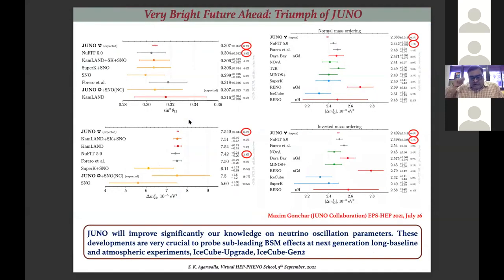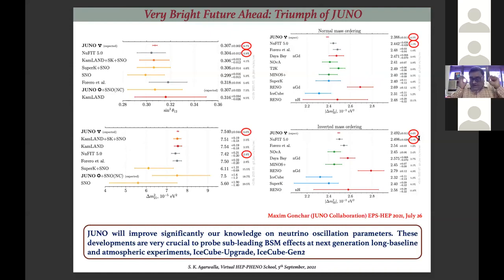But the triumph of JUNO is they are going to measure the solar mixing angle with a precision of around 0.7%. I just flashed you that the present precision is 4%, and JUNO will take us to 0.7%. Isn't it remarkable? As far as solar mass splitting is concerned, the present uncertainty is 2.8%, but this JUNO experiment will take us to 0.6. Amazing. And as far as atmospheric mass square difference is concerned, you see we will be improving by a factor of 2 when JUNO will start taking data.